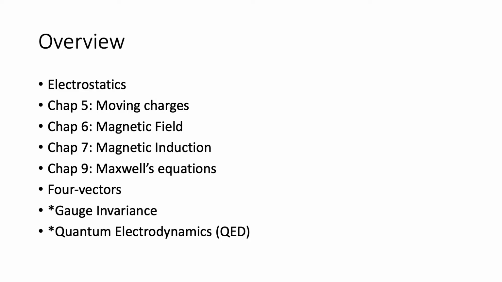Then we'll talk about magnetic induction, which is the creation of a non-conservative electric field by a time-varying magnetic field. Then we'll talk about Maxwell's equations, then four-vectors in the context of relativistic invariance, and then as a fun side note, we'll talk about gauge invariance and a bit of QED. Of course, I'm not an expert on QED, but I would like to just briefly mention it.